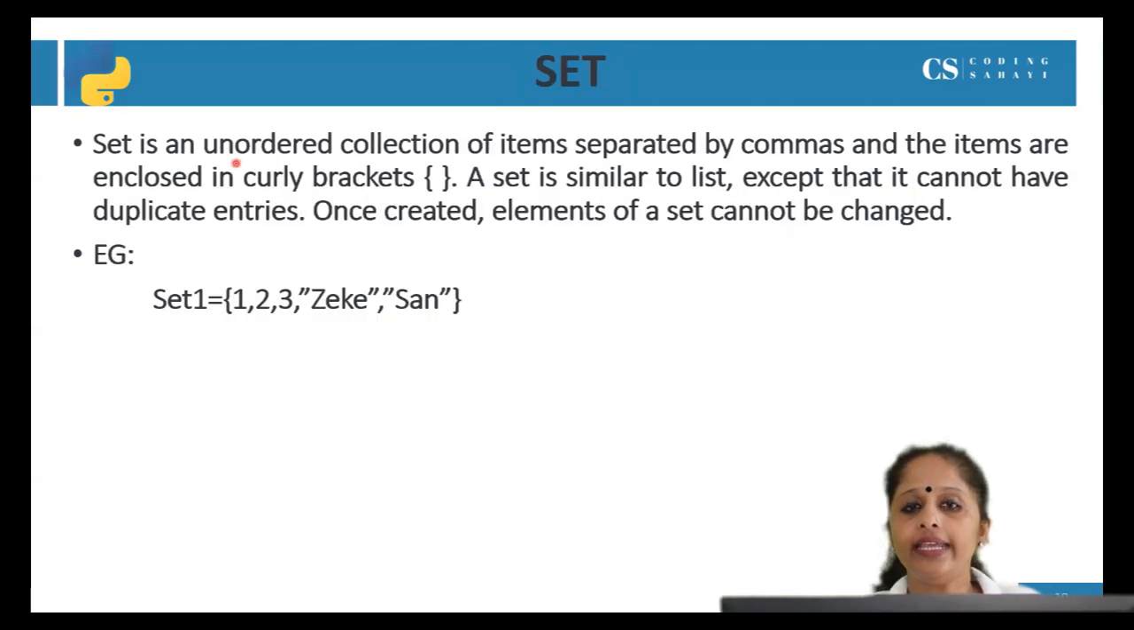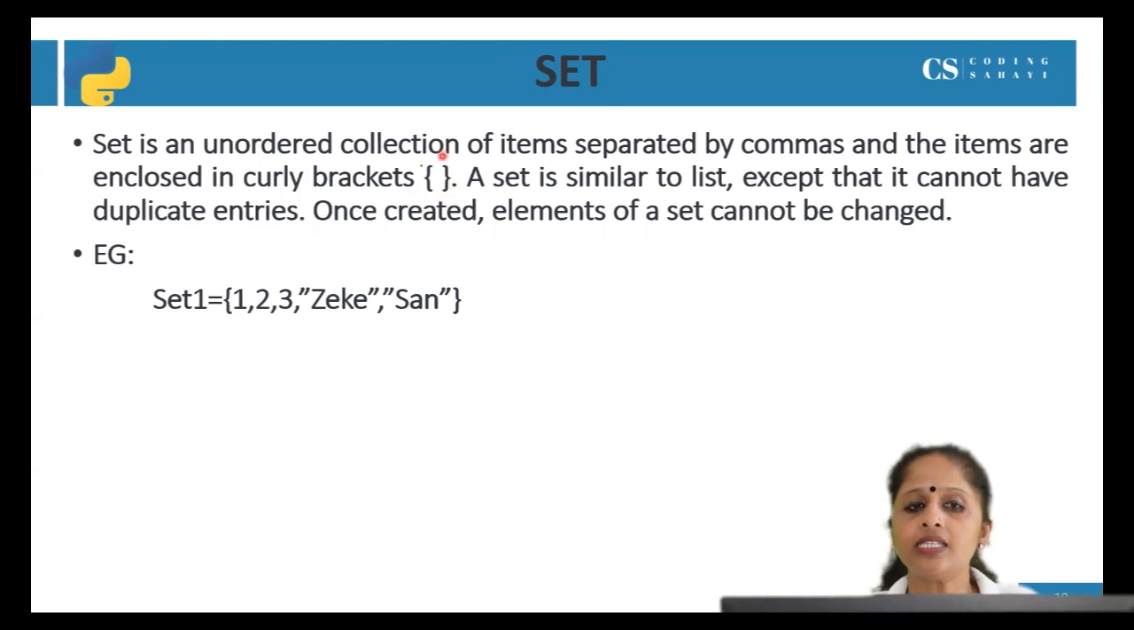So the next data type is set. A set is an unordered collection of items. Till the last data types we said it is an ordered collection of data items. It is not an ordered collection, it is an unordered collection of items. So we can say it is an unordered collection of items separated by commas, and we are writing this inside our curly brackets or flower brackets.